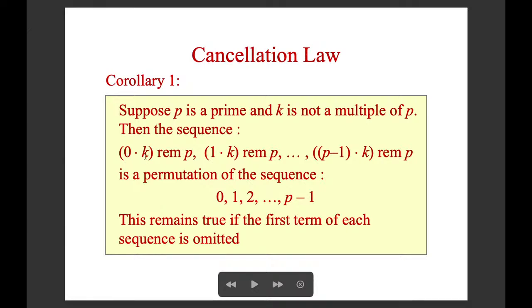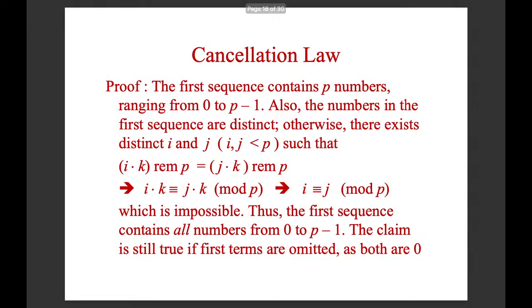Moreover, because 0 times k is equal to 0, 0k divided by p will have remainder 0, so this one will be that one. It means that the latter p minus 1 numbers will have remainders 1, 2, 3, up to p minus 1 in some special order. I will leave this for you to see why this is true. You can prove this.